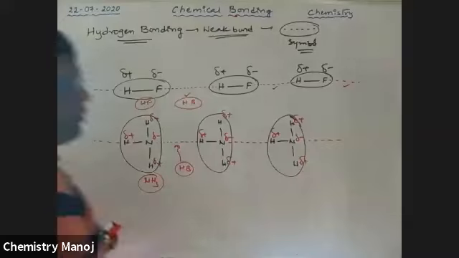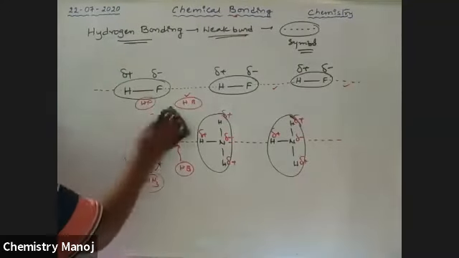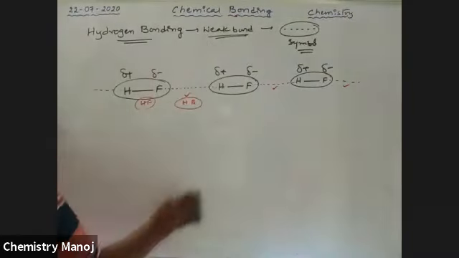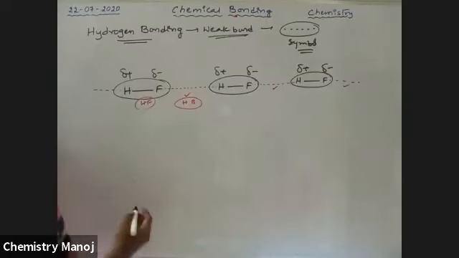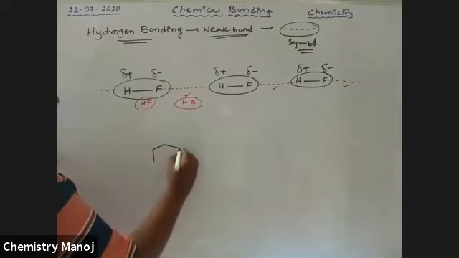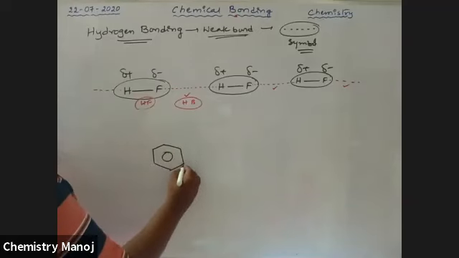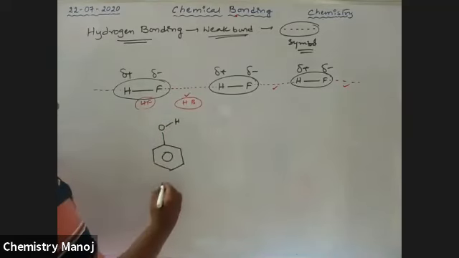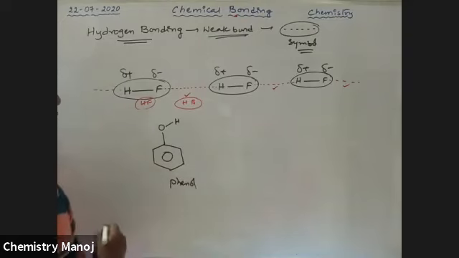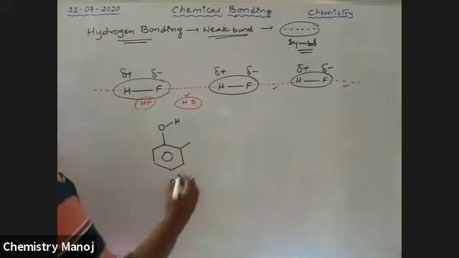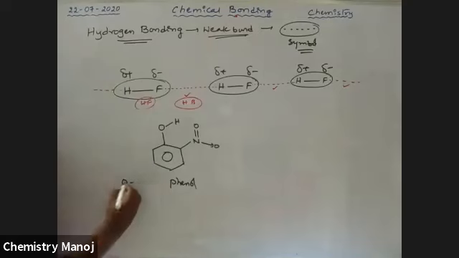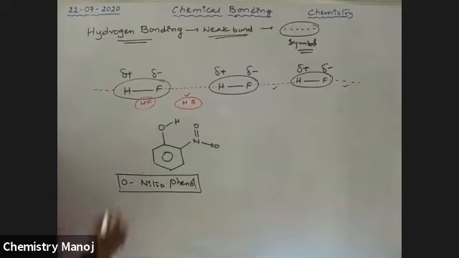Now I will give one more example. See here, it is benzene, boys. Benzene connected with OH is called phenol. This is the ortho position. At the ortho position, NO2 is there. O means ortho. The ortho place is replaced with a nitro group. This is orthonitrophenol. O stands for ortho.